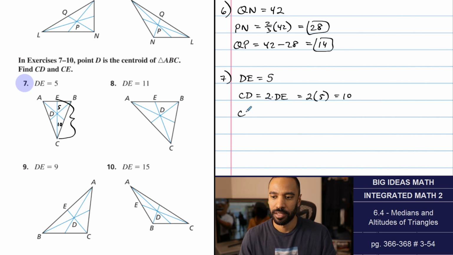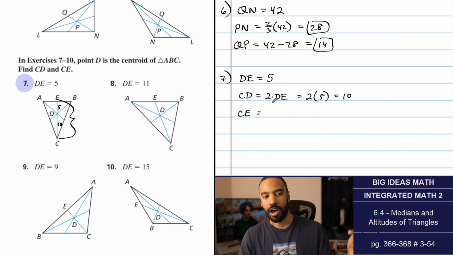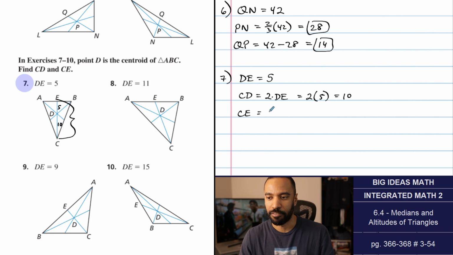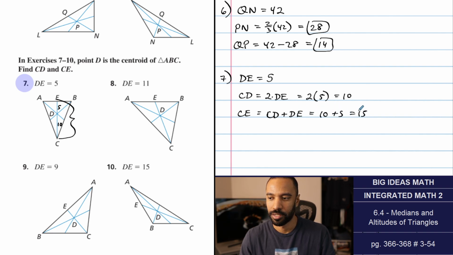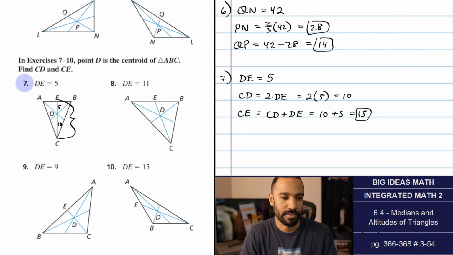So CE, again, you have options. You can triple 5, or you can do 5 plus 10. It's going to be CD plus DE. CD plus DE, which is 10 plus 5, or 15. So the entire thing there is 15. That's one way of going about them. Great.